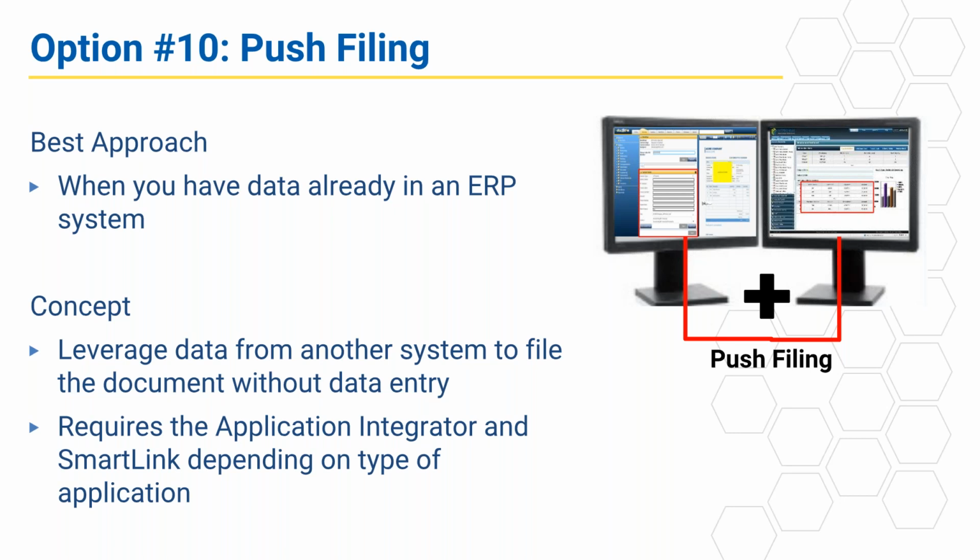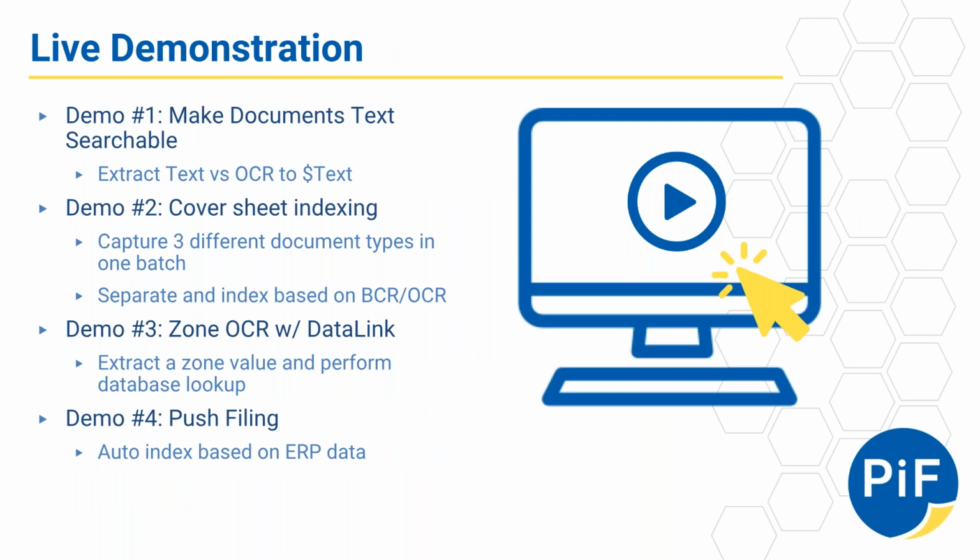The demonstration is really going to focus on probably the number one requested thing: how do I make my documents text searchable, so I could search by keyword? We're going to show you a quick way to do that. And then cover sheet indexing: how do I use a barcode cover sheet and set up a barcode zone OCR separation? Then we're going to do a quick purchase order zone OCR, so scan in a PO, read the PO number, go out to a data link, and populate the other information.